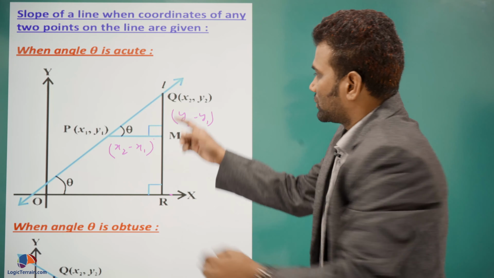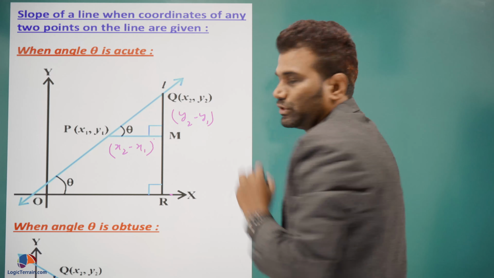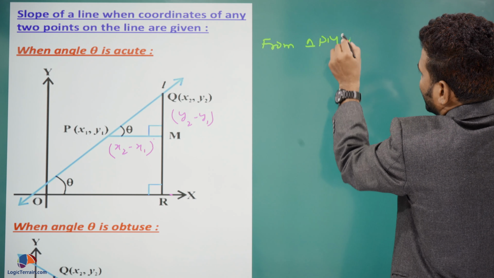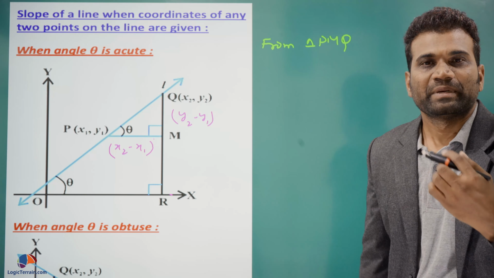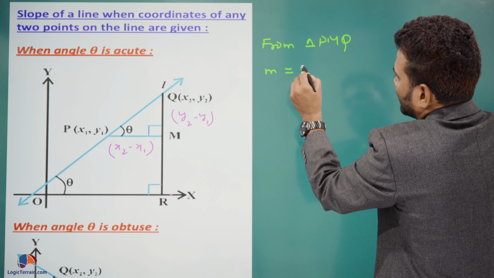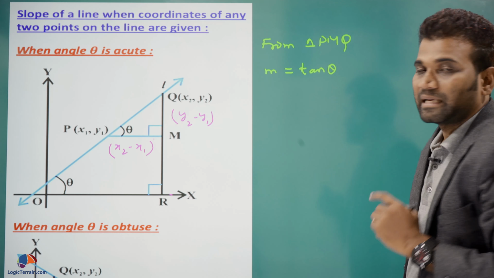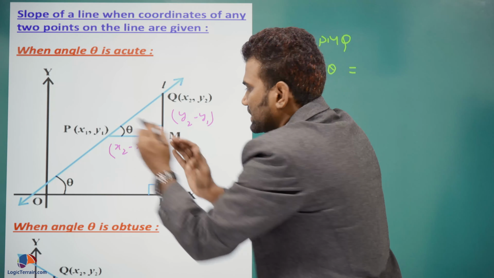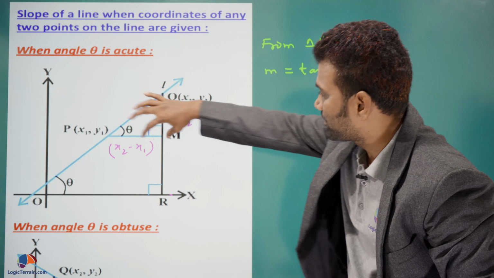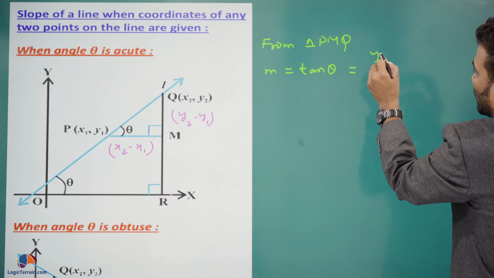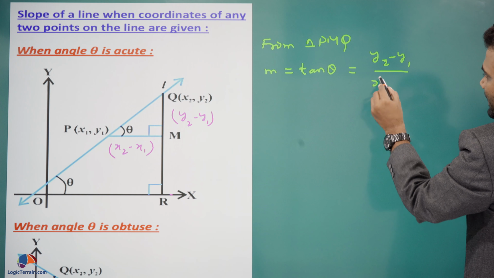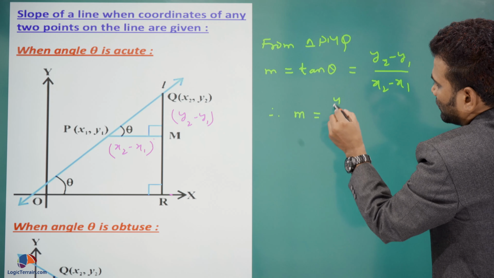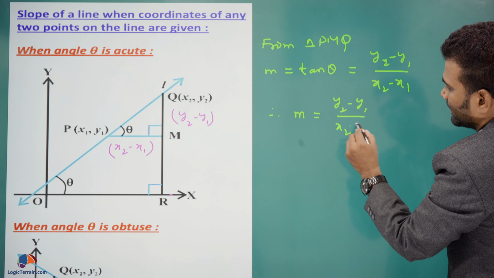Now, considering triangle PMQ, it is a right angle triangle. Slope is defined as m equals tan theta, and we know that tan theta is the side opposite to theta upon the side adjacent to theta, in other words perpendicular upon base, that is y2 minus y1 upon x2 minus x1. Therefore, slope m equals y2 minus y1 upon x2 minus x1.